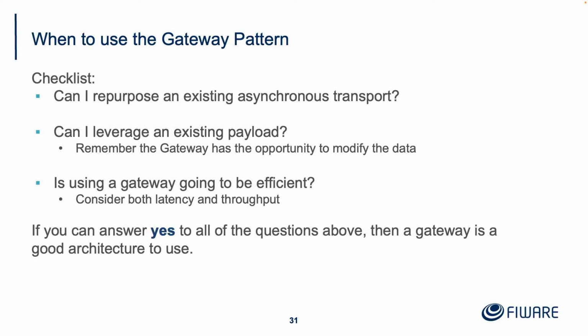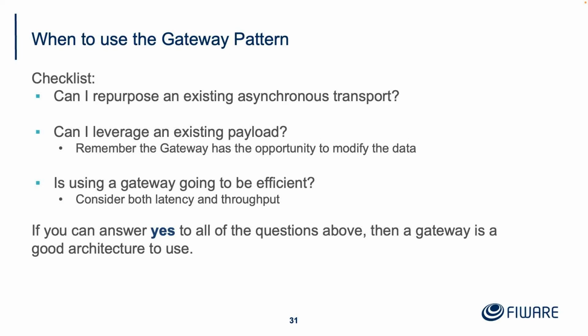Conclusions. When to use the gateway pattern? Well, the important thing here is that I need to have an existing asynchronous transport to leverage. In the case where I'm just doing HTTP, I can't deal with that. And can I leverage an existing payload? I have not modified the payload from Ultralight. This is an Ultralight format. Obviously, you would have the opportunity to say, I don't know, change a bar to an equal sign or what have you within your gateway itself.